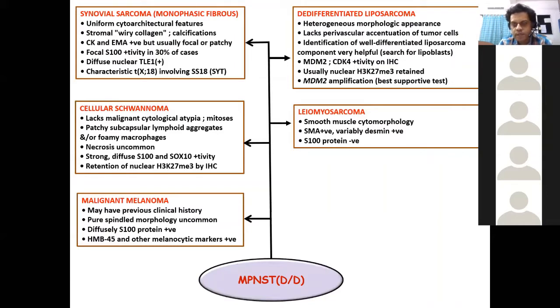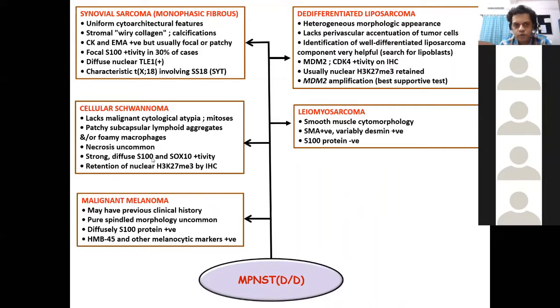Cellular schwannomas can sometimes cause a problem. Cellular schwannomas will not have that much mitosis. Even that kind of tumoral necrosis is not known in the case of cellular schwannoma. Plus, look for all those other soft clues that I said, the alternating zones of hypo and hypercellularity, then your perivascular accentuation. Okay, those kind of things.